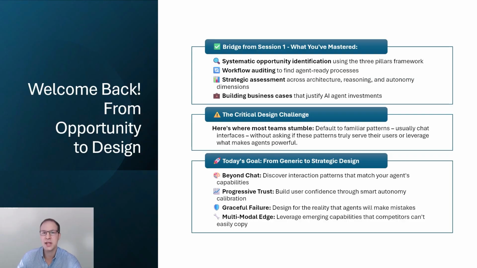Teams often default to familiar interaction patterns, typically chat interfaces, without really considering if these patterns are adapted and appropriate for the user needs or leverage the unique capabilities of AI agents. In today's session, we will think beyond the conventional interface of chat or GUI and design human-agent collaborations that build trust progressively, that handle errors gracefully, and create sustainable competitive advantages. We'll also look at how multimodal AI and edge processing really change what's possible in interface design, and how your autonomy design decisions become core to how you think about your product instead of simply an implementation detail.